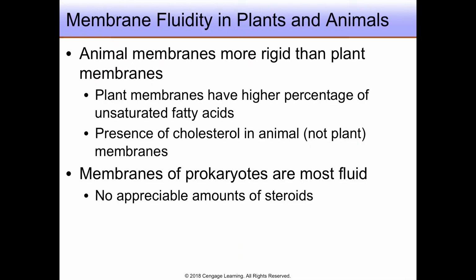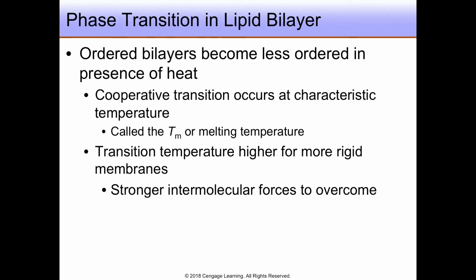How does membrane fluidity compare and contrast between plants and animals? It may not be apparent, but animal membranes are actually more rigid than those of plants. The latter have a higher percentage of unsaturated fatty acids and therefore more fluid membrane structures. Also, plants lack cholesterol and its ordering effect. If you're thinking of the rigid structure of plants overall, keep in mind that we are discussing just the membranes here and not the rigid structure of the plant cell wall. Prokaryotes have the most fluid membranes, not possessing any appreciable amount of steroids.